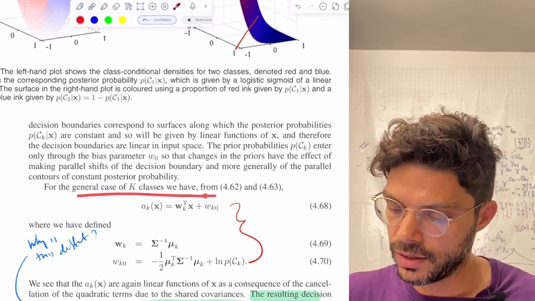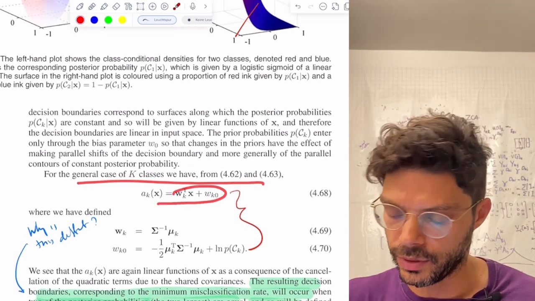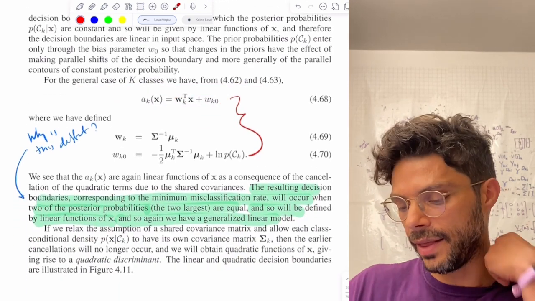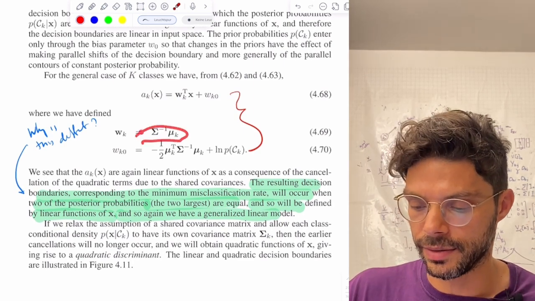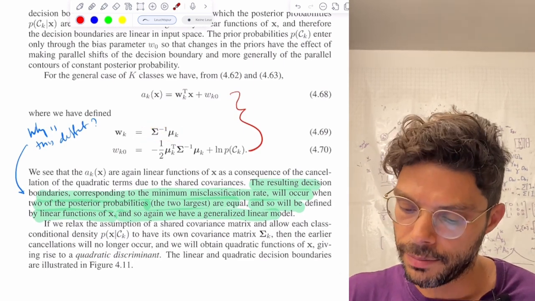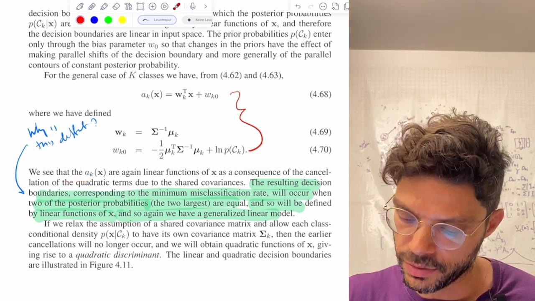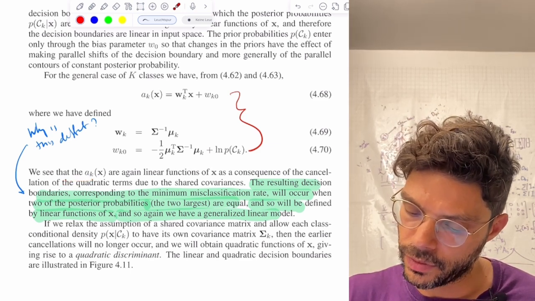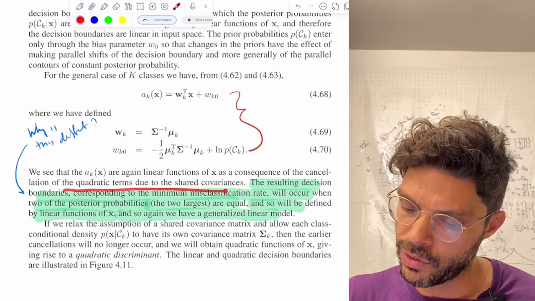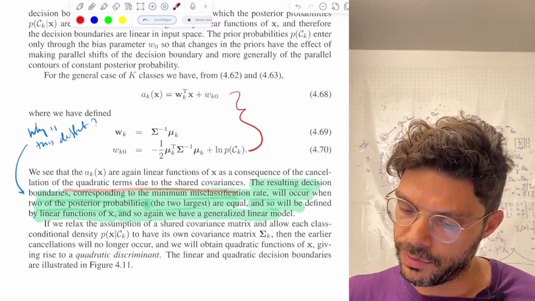For the general case, remember we're going to encode things a little bit differently, and then these are the parameters for each class, but we see that the a_k are again linear functions, the consequence of the cancellation of the quadratic terms due to the shared covariances.